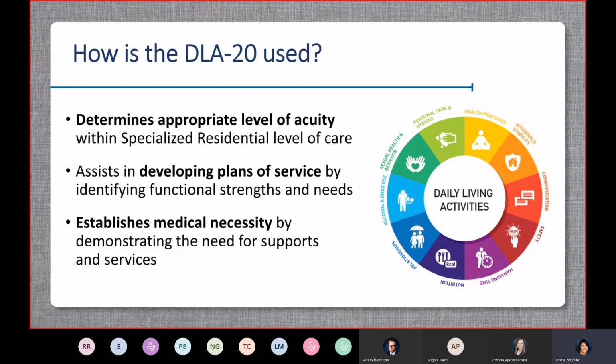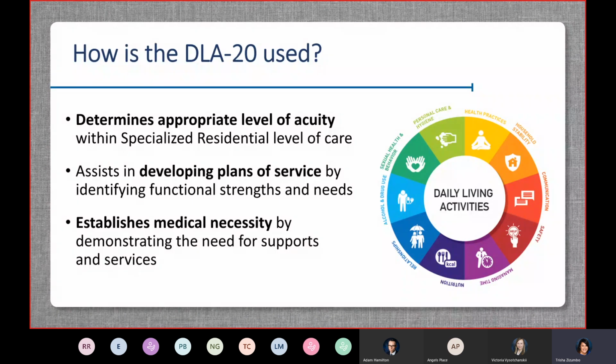Regarding the implications for rates, we needed a fair and equitable way to determine how specialized residentials were going to be paid for the services that they're providing. We wanted to be able to do something that was consistent across all providers, and we wanted to be able to do something that was really based on an understanding of the specific needs that the individuals who specialized residential providers are supporting have. So again, we looked to DLA 20 to help us with this.